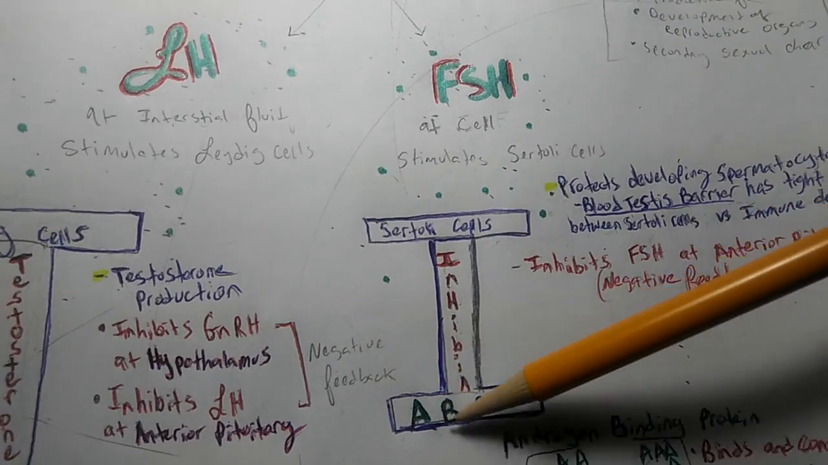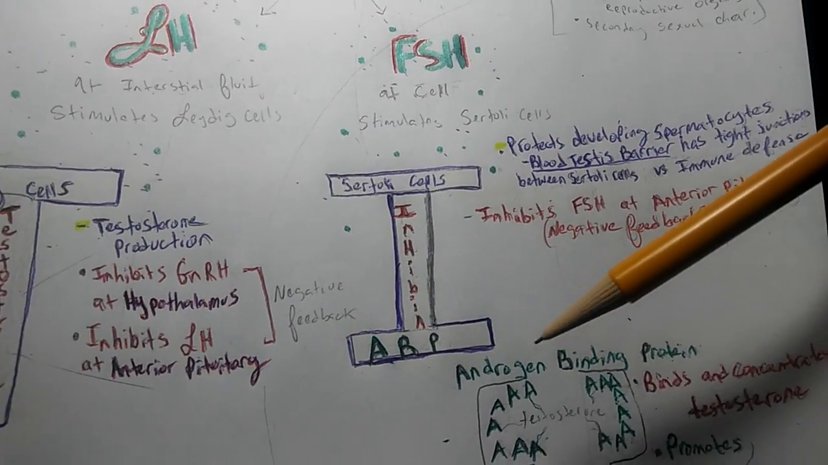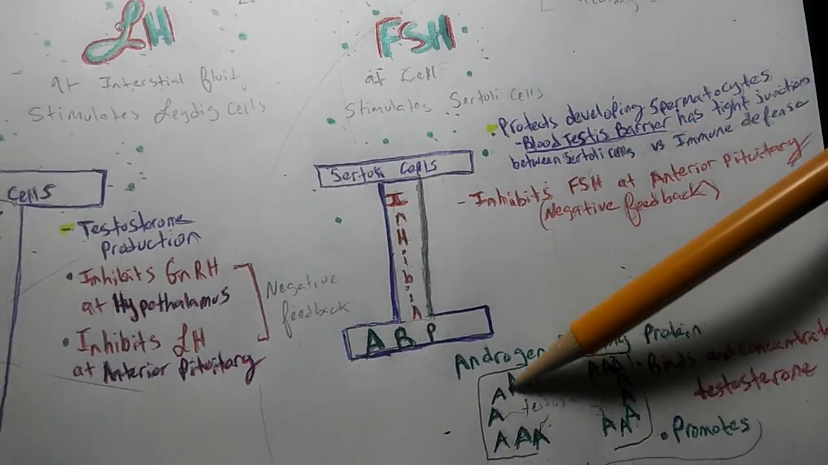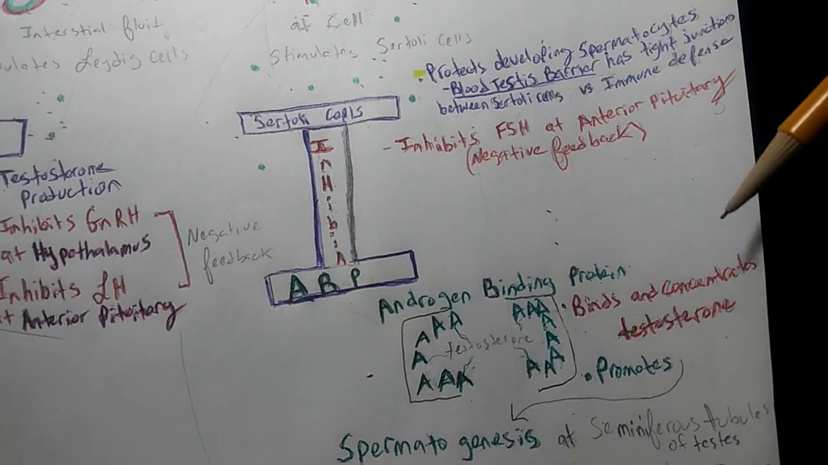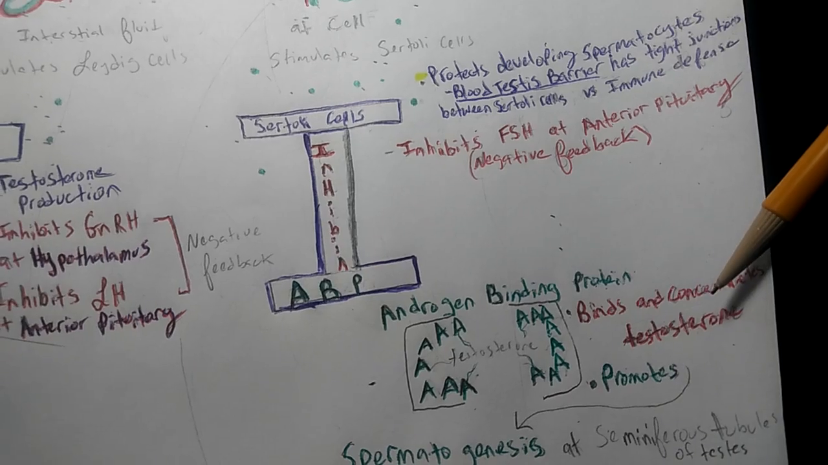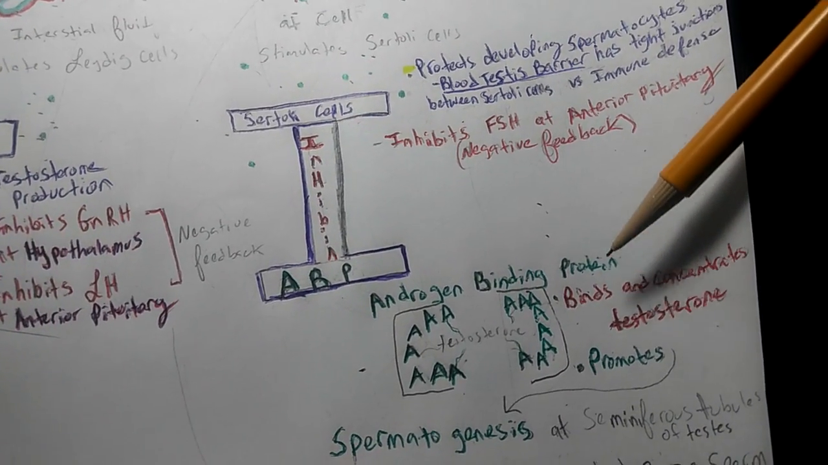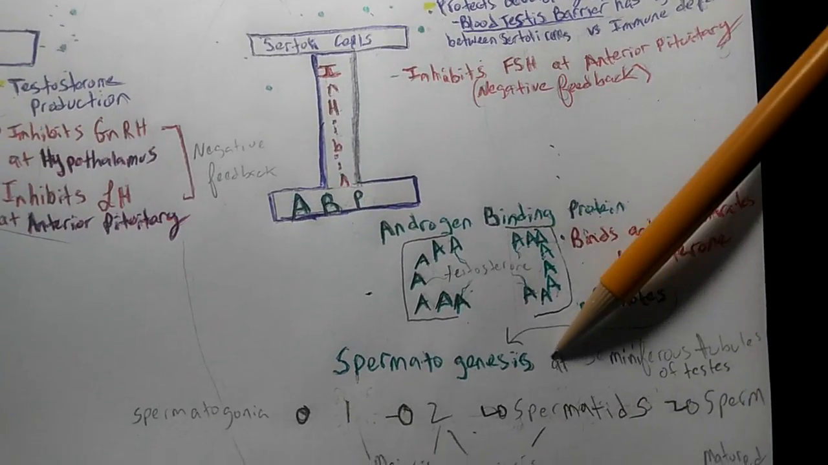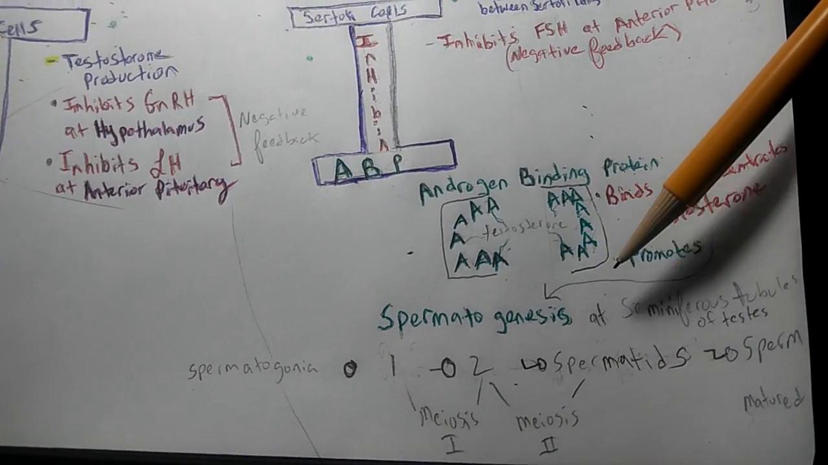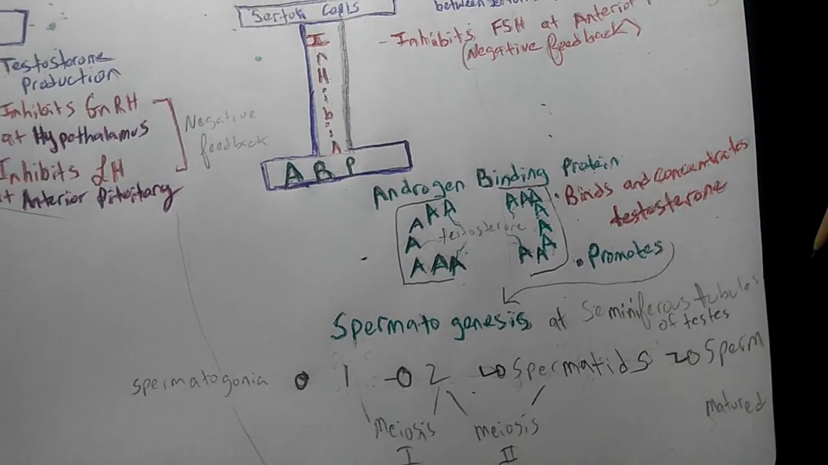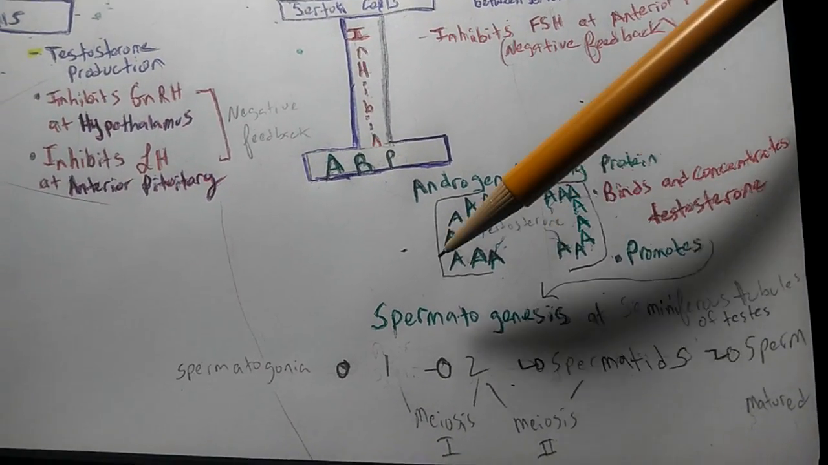Down here we have the ABP, which is the androgen binding protein. Once testosterone enters, it gets bound, and it also gets concentrated. The androgen binding protein then promotes spermatogenesis, which is just the making of sperm, through the seminiferous tubules of the testes.